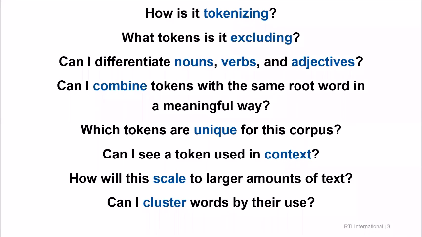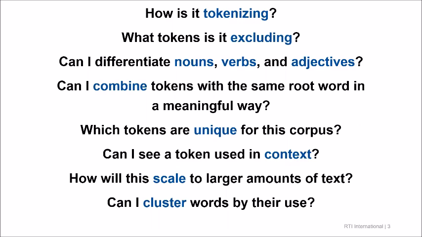How will this scale to larger amounts of text? If you've got more than 1,000 tweets, what are you going to do with that if you're going to get to 10,000 or 100,000? Or if you have longer documents, how is a word cloud going to handle that? And finally, can I cluster words by their use? My goal in this presentation is to hopefully give a process or a method to answer all of these questions through interactive visualization. Now, this is a workflow that I usually take on client projects.